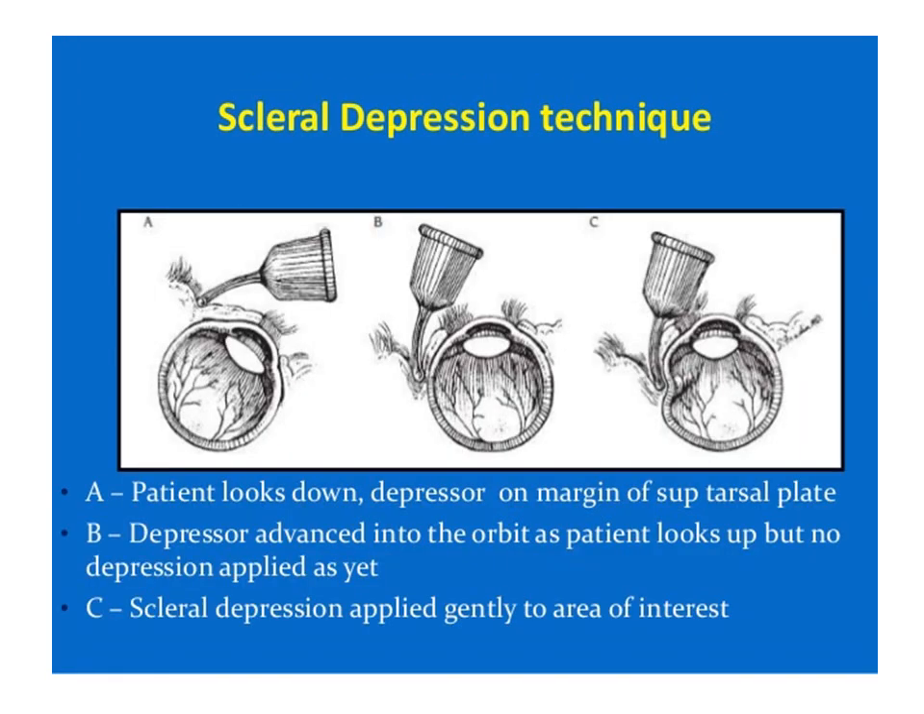This is the technique of scleral depression. Patient looks down, depressor on the margin of the superior tarsal plate, or some people put it on the globe only by anesthetizing the globe. The depressor is advanced into the orbit as the patient looks up, but no depression is applied as yet. Scleral depression is applied gently to the area of interest so that the area of interest comes into the center and you will be able to see through the pupillary area.